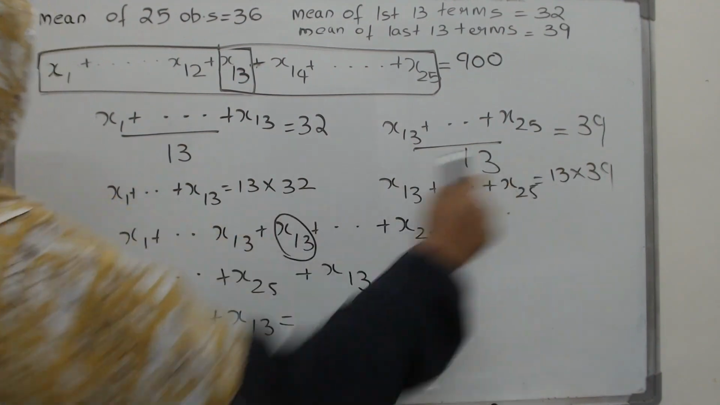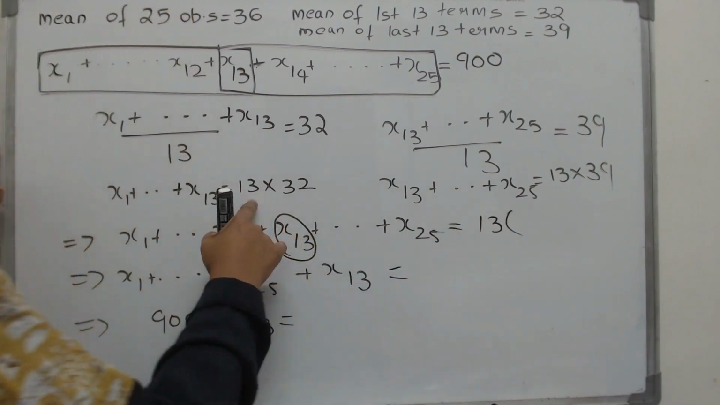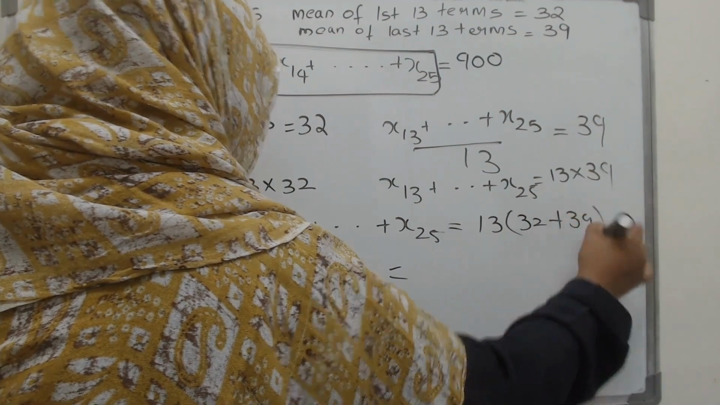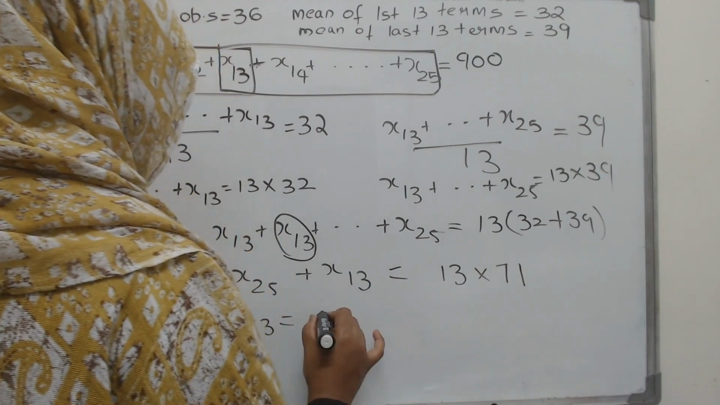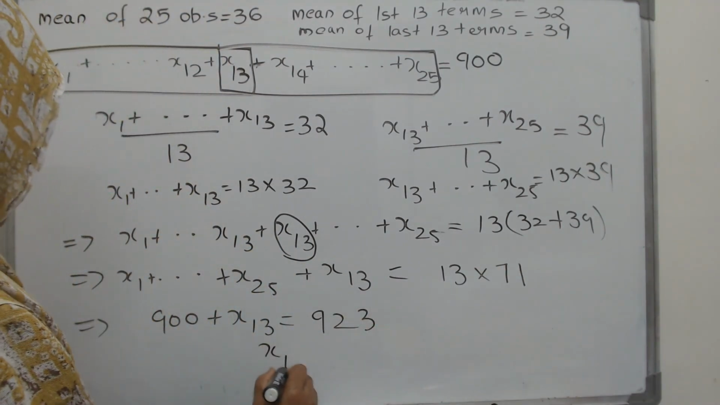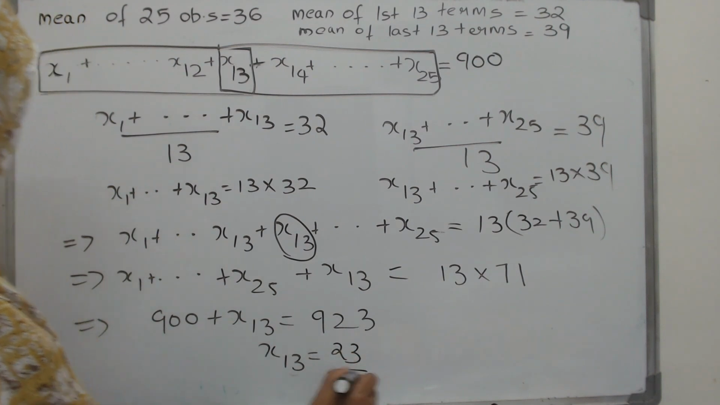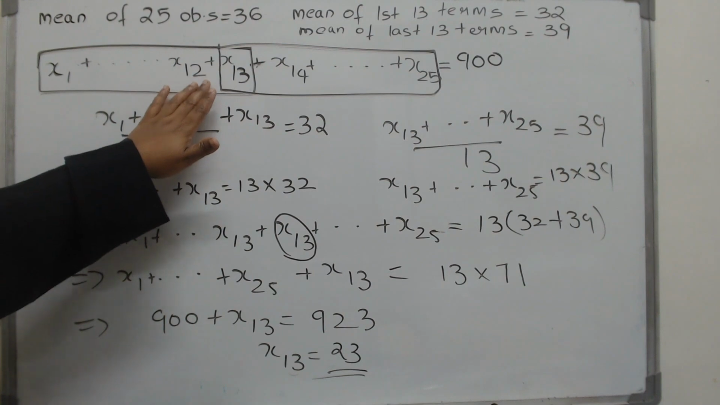You see both the RHS, add them up, just apply the associative property. Then you get it is 13 into 32 plus 39, which means 13 into 71, which means it is 923. So your 13th term is what? 923 minus 900, which is 23. Now this is the middle term that you were looking for, the 13th term that you were looking for.